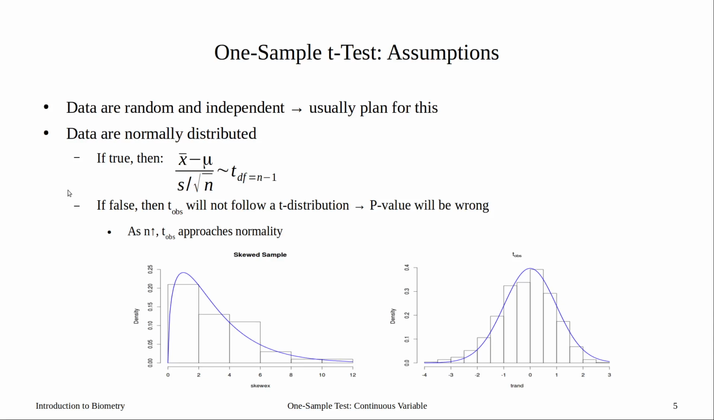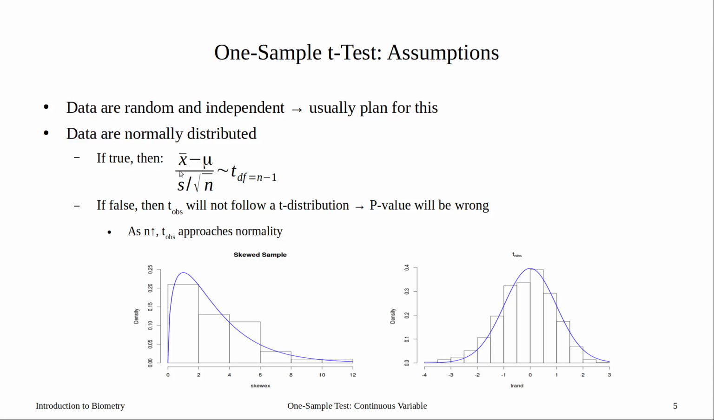So if the data are random and independent, and if our data are normally distributed, then our t observed will follow a t distribution with n minus 1 degrees of freedom. If we don't follow the assumptions, especially if we're not normal, then our t observed will not follow a t distribution. If we don't follow a t distribution, then we'll be wrong.